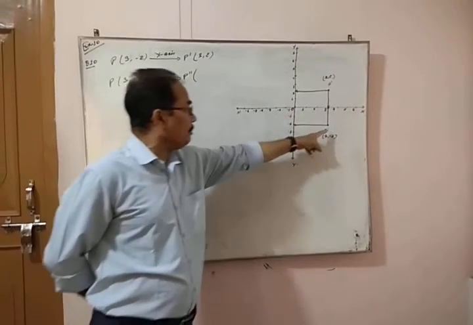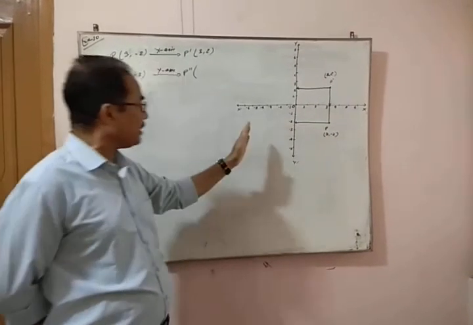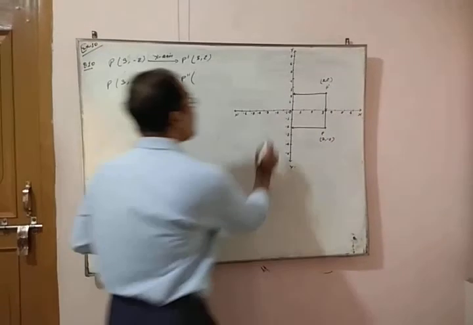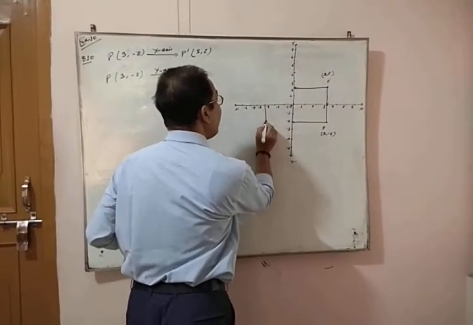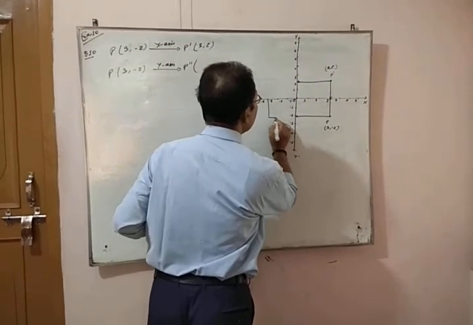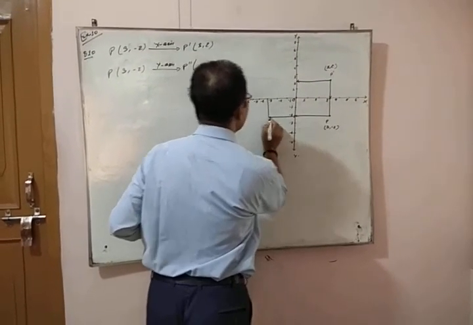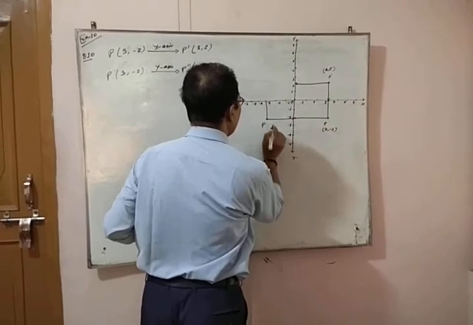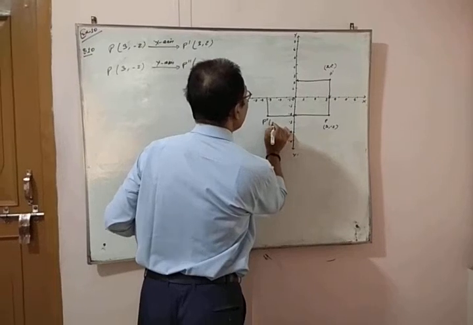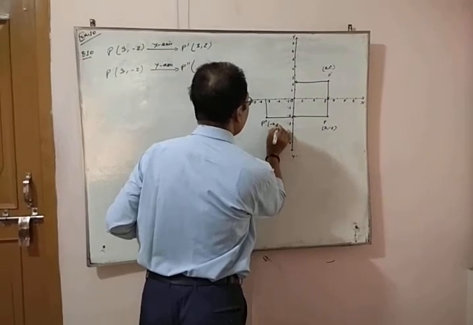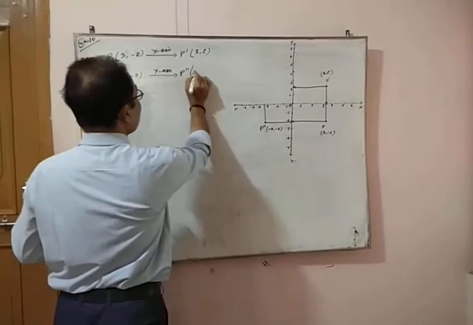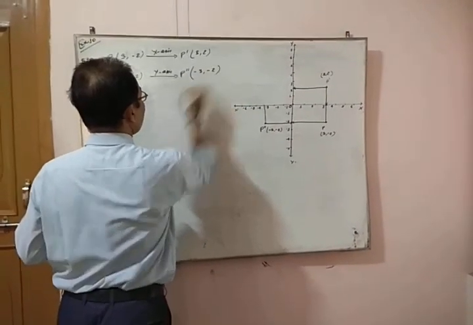So its image will be formed 3 units behind it because the line of reflection works as the mirror. So this is the position of P double dash: minus 3, minus 2.